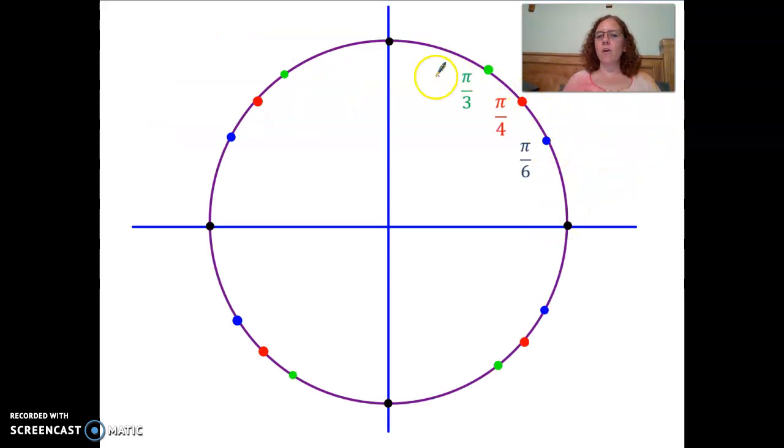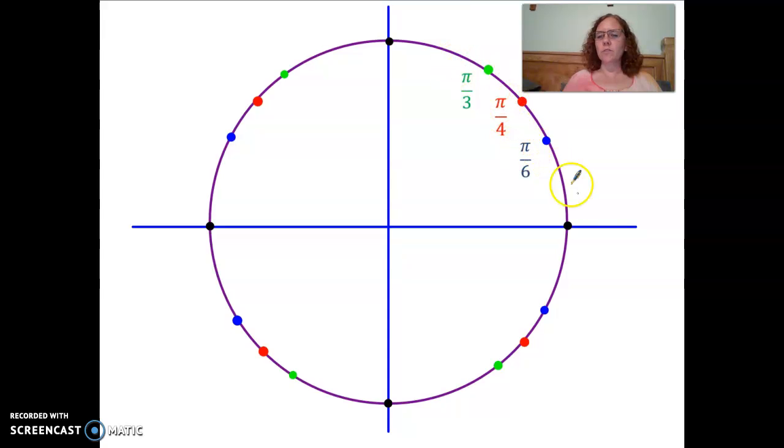All right, here we have our first quadrant angles. So 6 goes into 180 30 times. This is my reference angle of 30 degrees. If you want to think about it in radians, the reference angle is pi over 6. Here, 4 goes into 180 45 times, so my reference angle is 45 when I have 4 in the denominator. And 3 goes into 180 60 times, so my reference angle is 60 when I have 3 in the denominator.